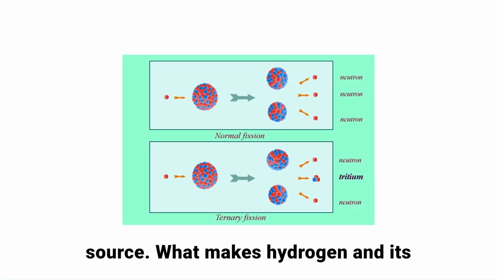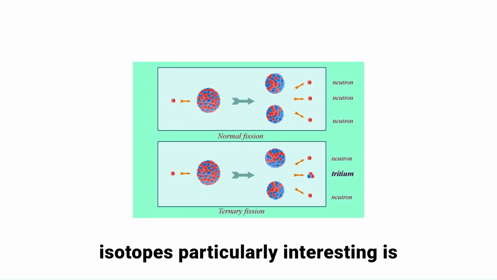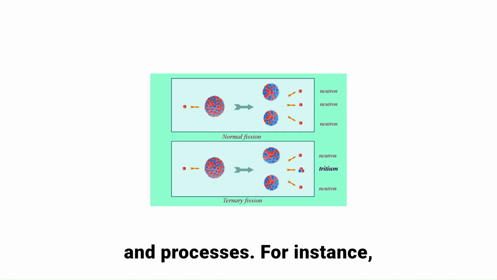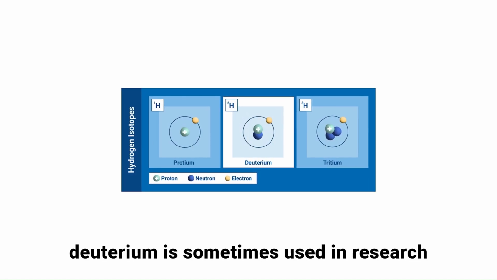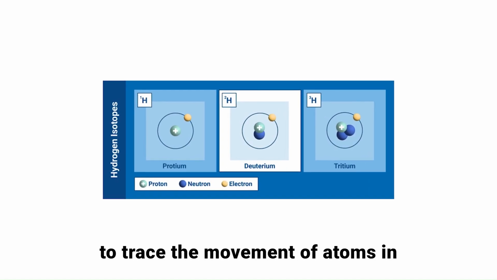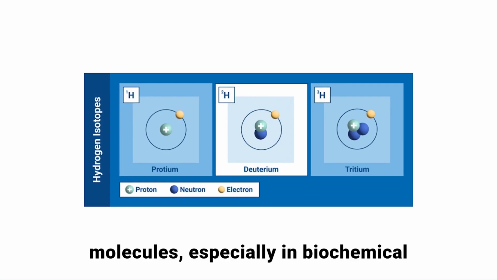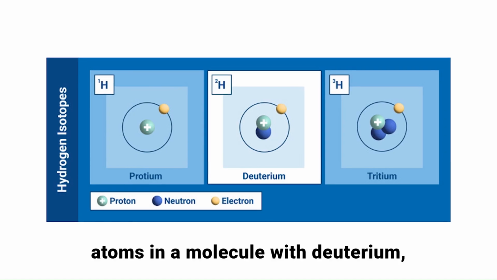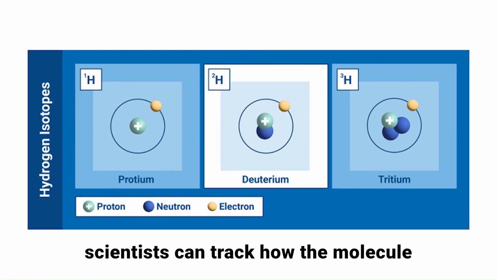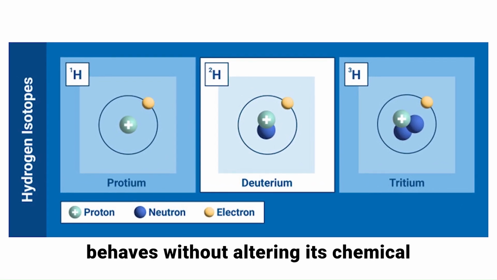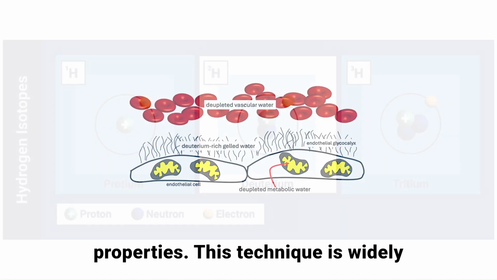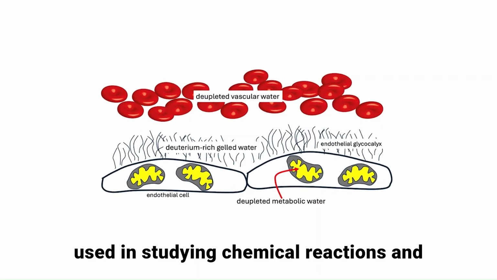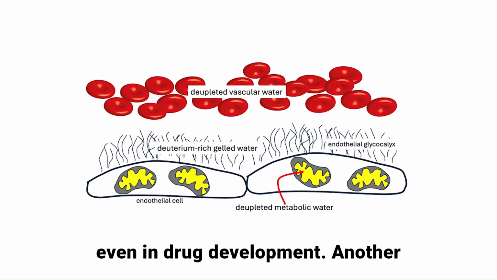What makes hydrogen and its isotopes particularly interesting is their role in various chemical reactions and processes. For instance, deuterium is sometimes used in research to trace the movement of atoms in molecules, especially in biochemical studies. By replacing the hydrogen atoms in a molecule with deuterium, scientists can track how the molecule behaves without altering its chemical properties. This technique is widely used in studying chemical reactions and even in drug development.